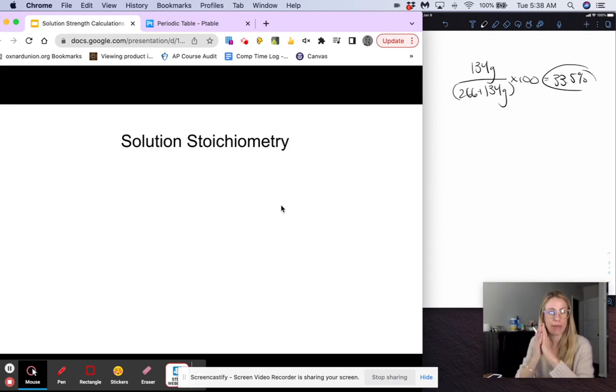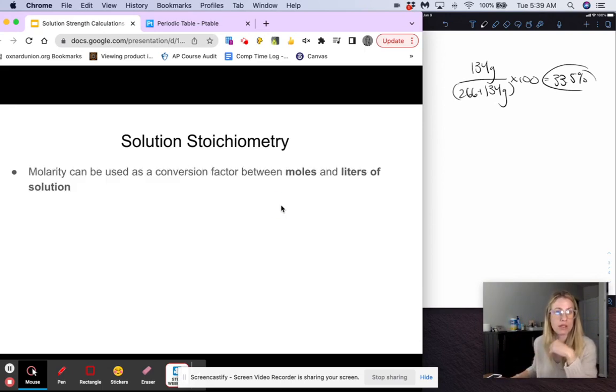Now, in this case, we're talking about solution stoichiometry. So we're talking about molarity. And molarity is moles of solute over volume of solution. So you're going to use that molarity equation in order to get your moles to convert from one thing to another. And that's the main idea here.